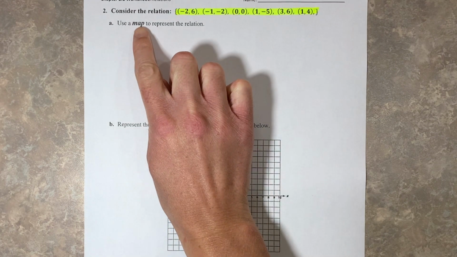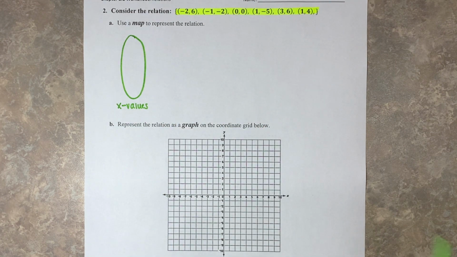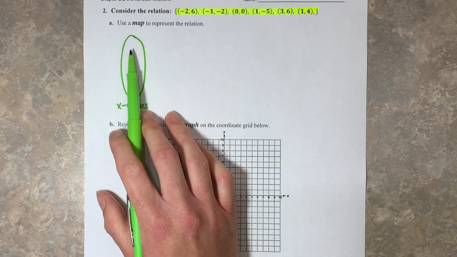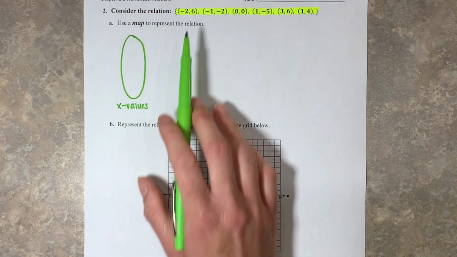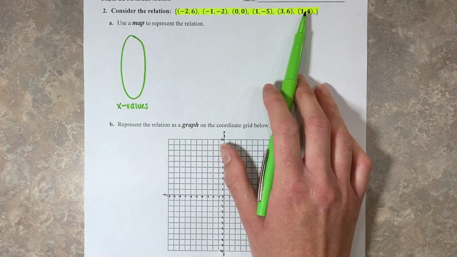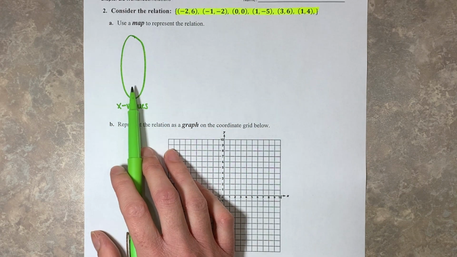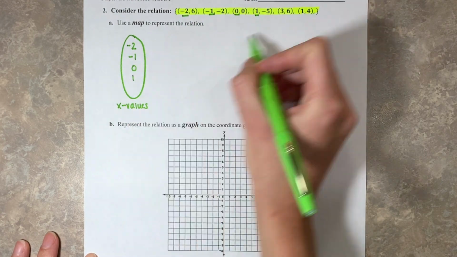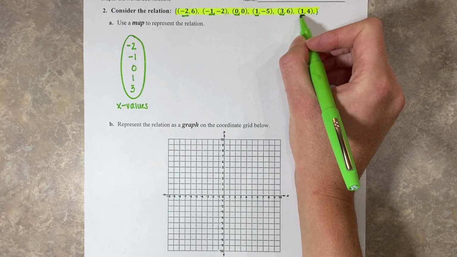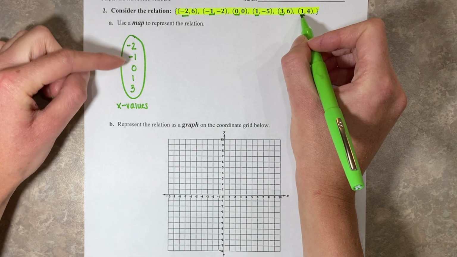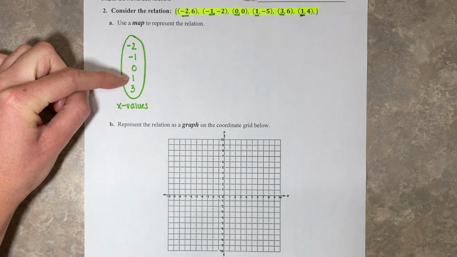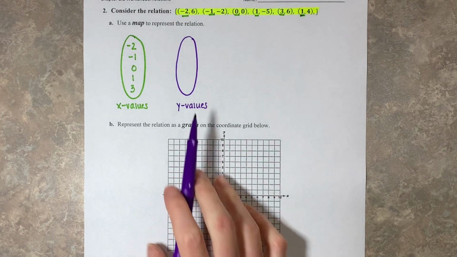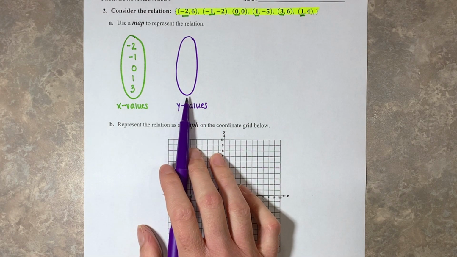First, let's use a map to represent the relation. We start by drawing some sort of long shape. I've drawn an oval here, and then we list the x values. And remember, if there are any repeated x values, we only list them once when drawing our map. So the next x value is a 1, but we've already listed that x value right here, so we don't repeat it. Next, I've drawn another oval, and in this second oval, we list the y values.